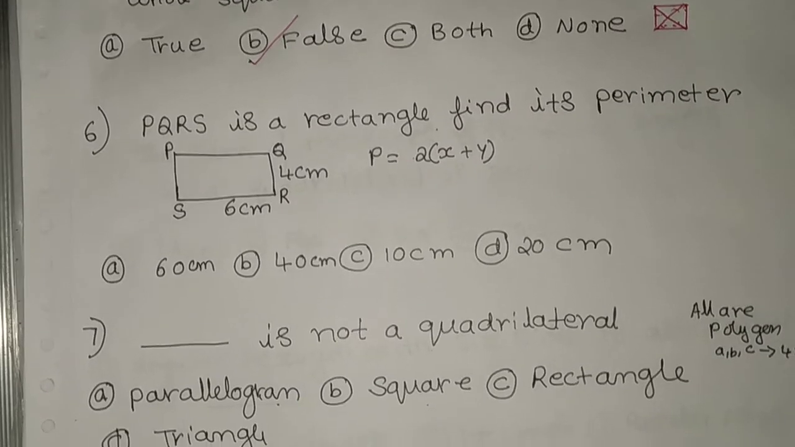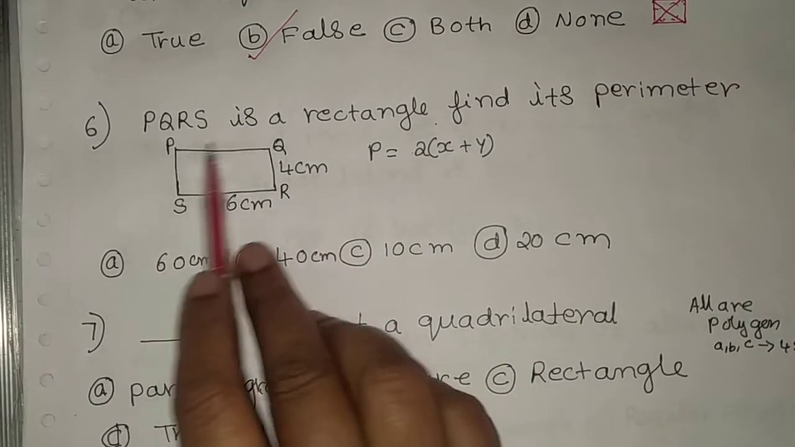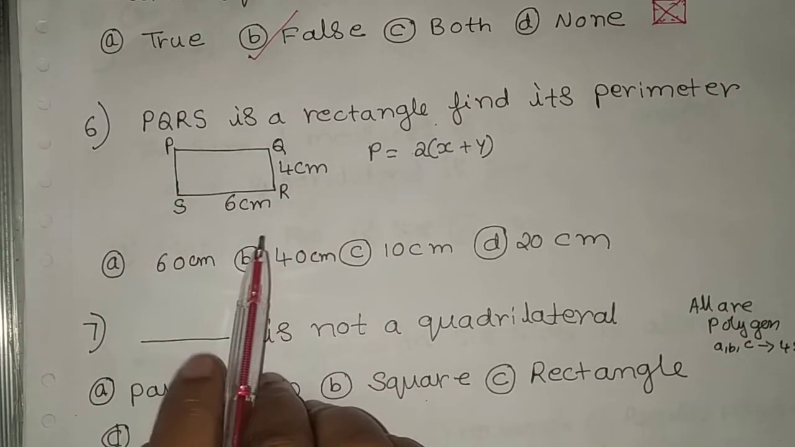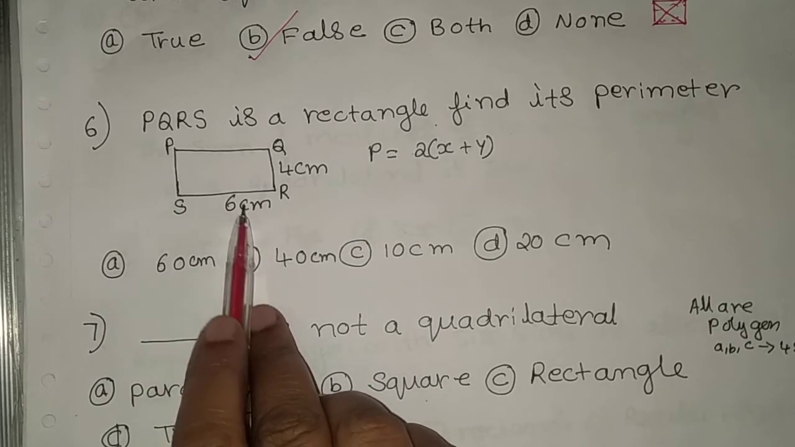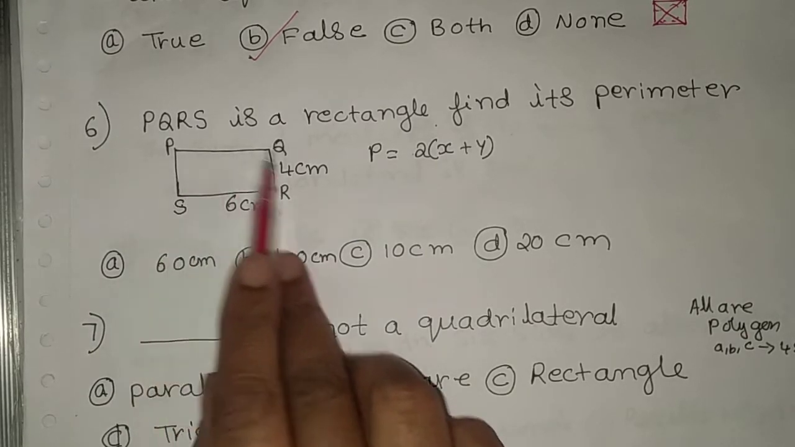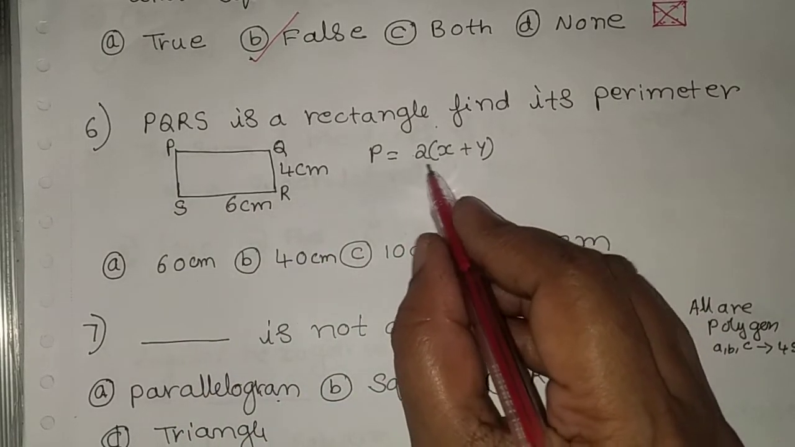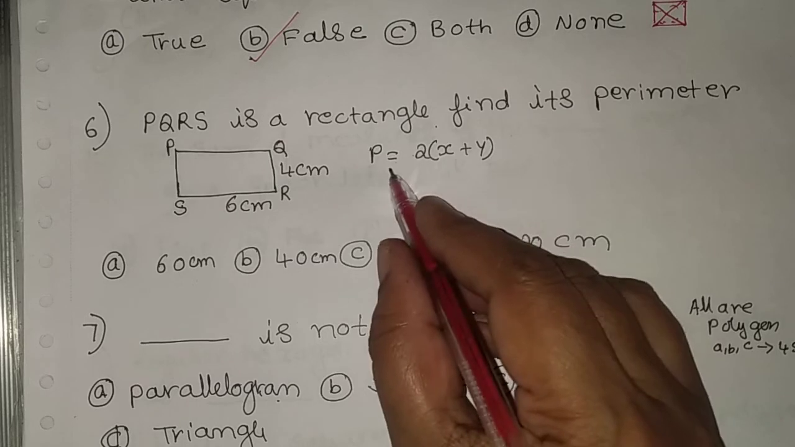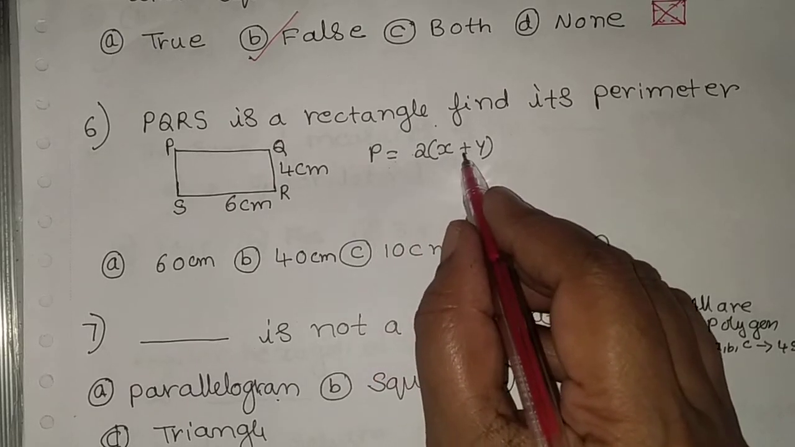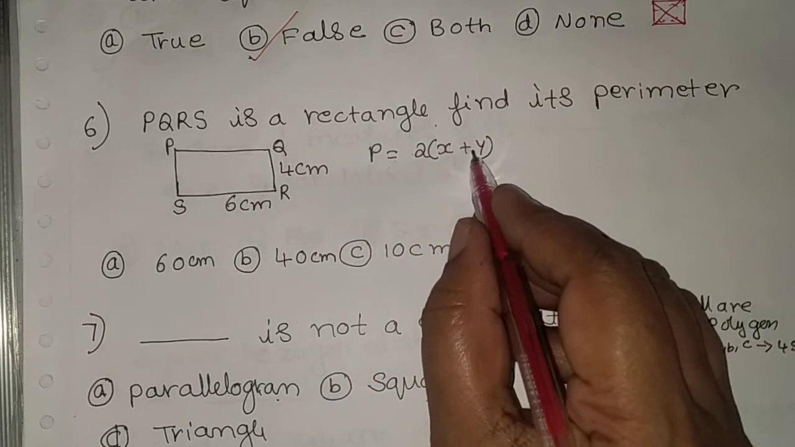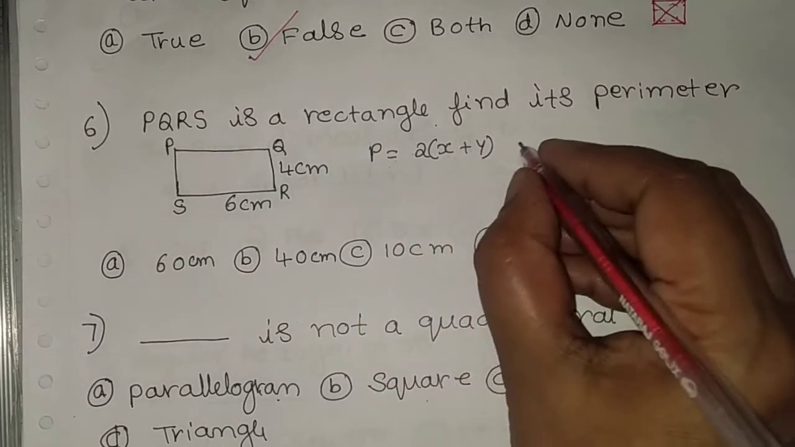Now we move on to the sixth question. Sixth one, PQRS is a rectangle. Find its perimeter. The sides they have given. So to find the perimeter of the rectangle, we have this formula: P is equal to 2 into (x plus y). Therefore, we have to substitute this.